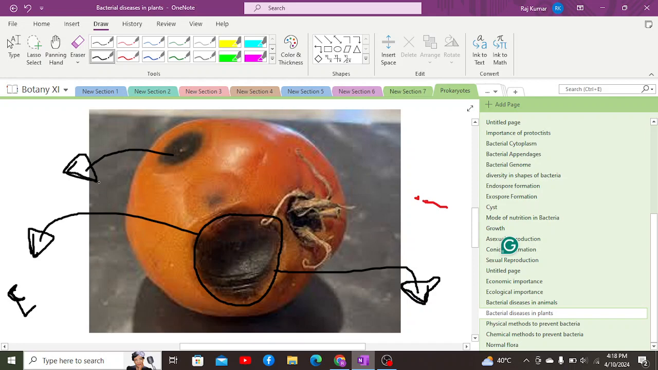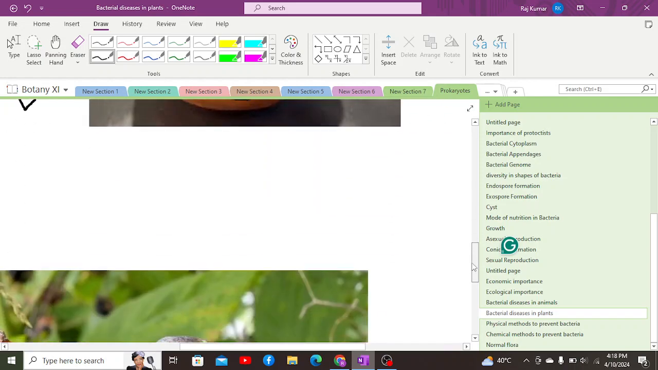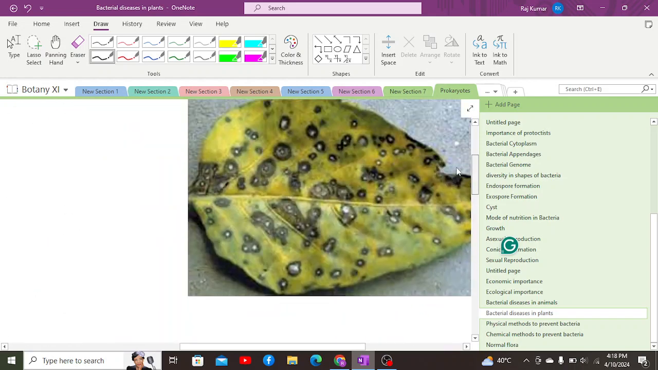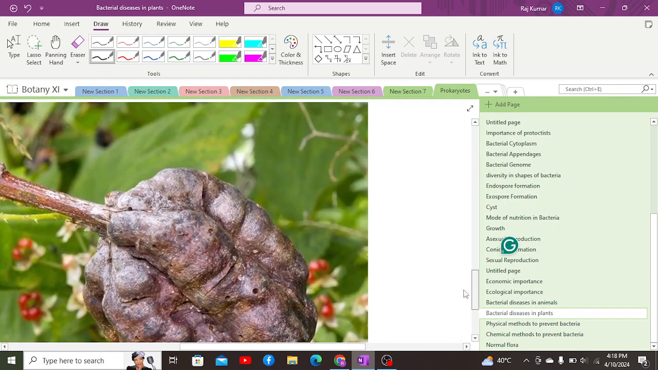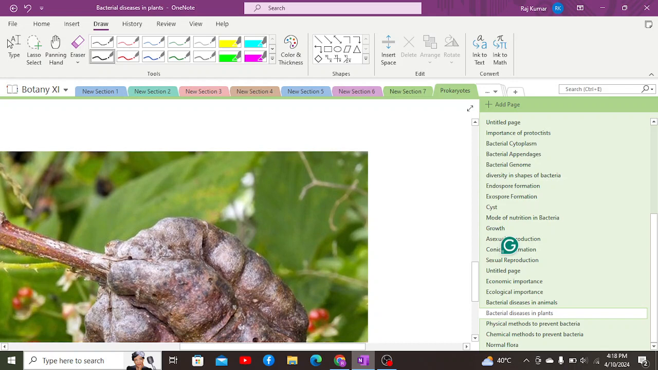And soft rot is again a seed-borne disease. Apart from that, another disease which we are going to discuss here is also considered a cancer in plants, and that cancer in plants is bacterial gall.